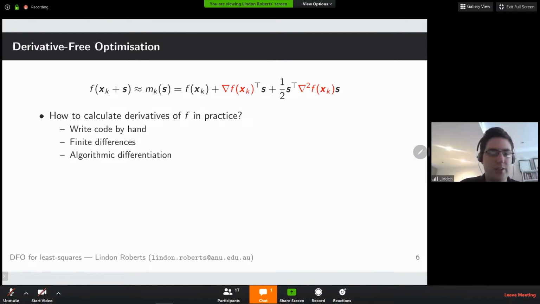For people with some experience in machine learning, the backpropagation algorithm for things like neural networks is an example of algorithmic differentiation.